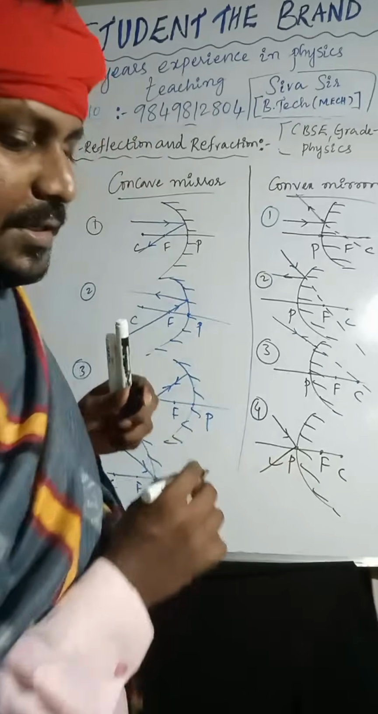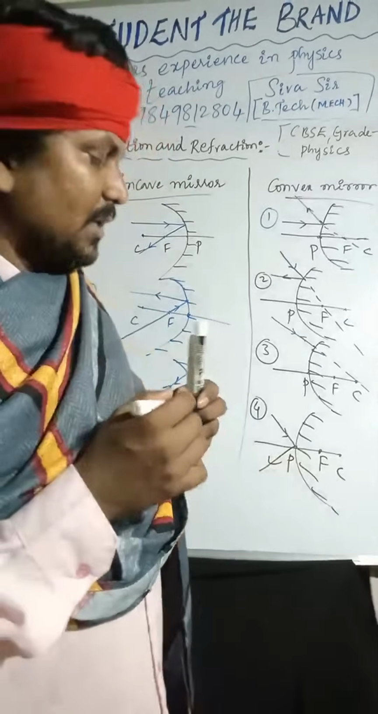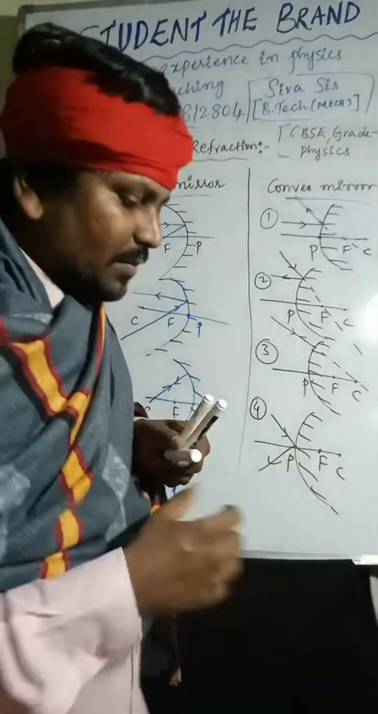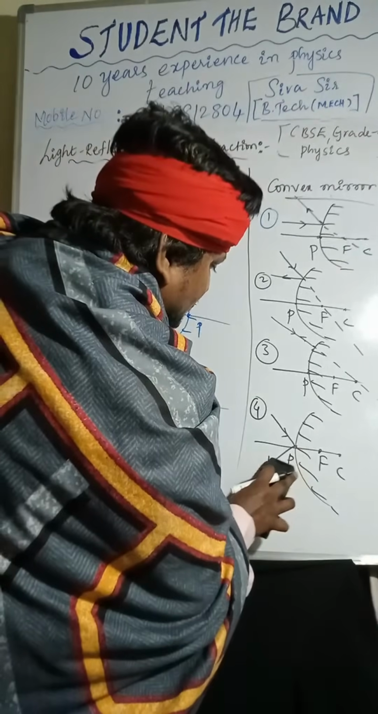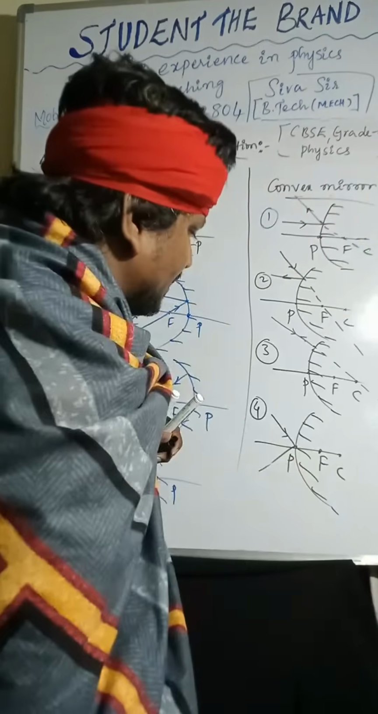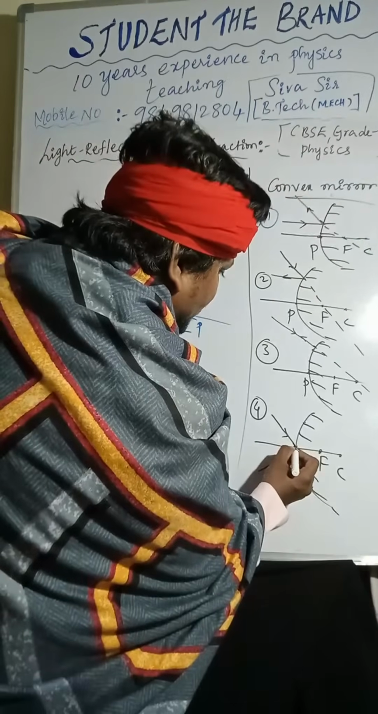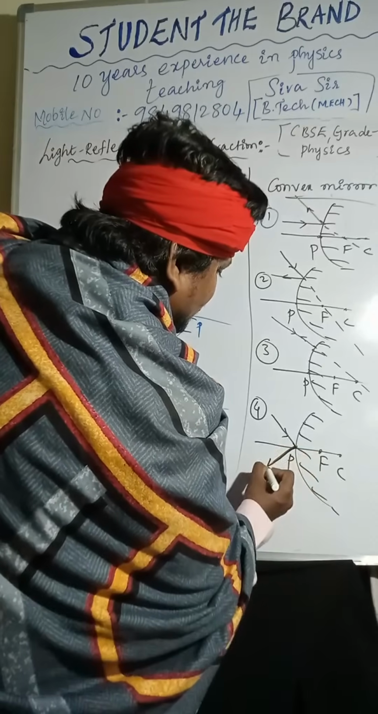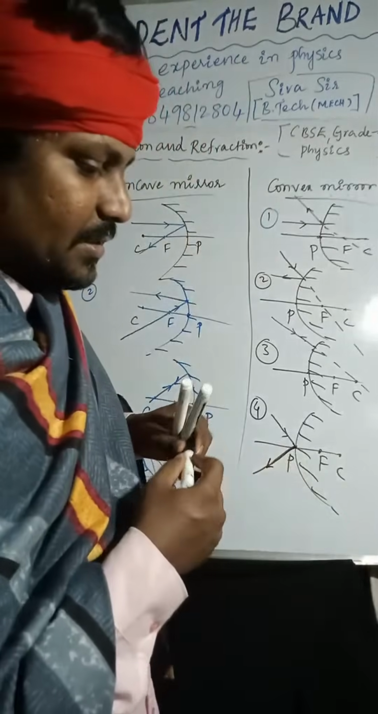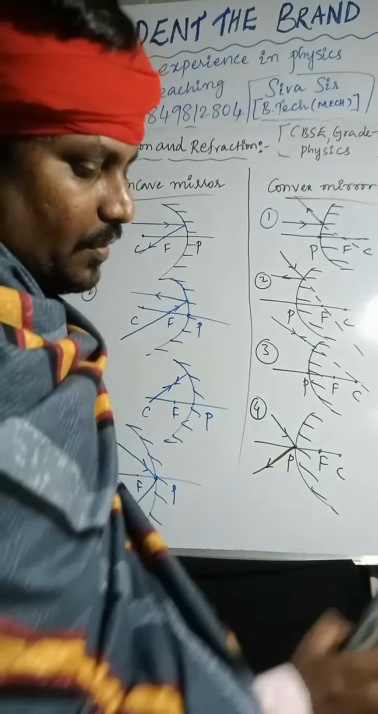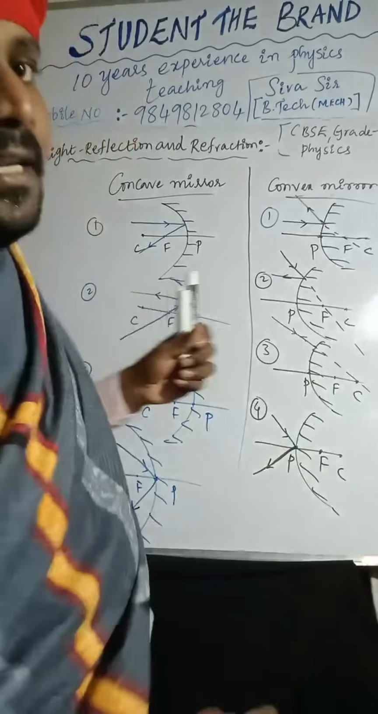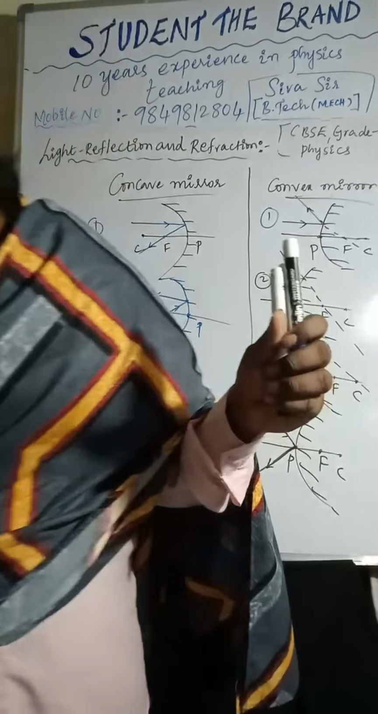So this is about ray rules of concave mirror and convex mirror. Coming to the image formation. So image formations will discuss. Image formation. Okay, object is at infinity, image will form at focus.